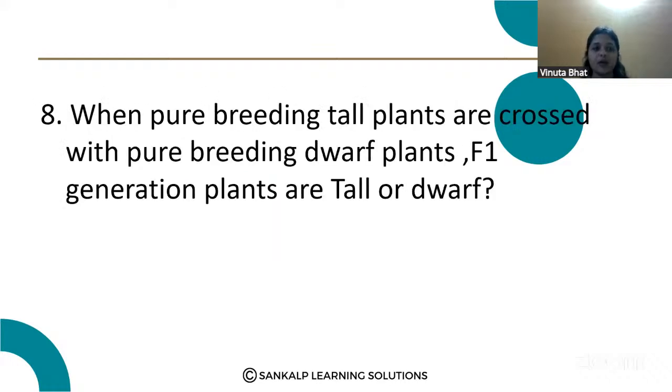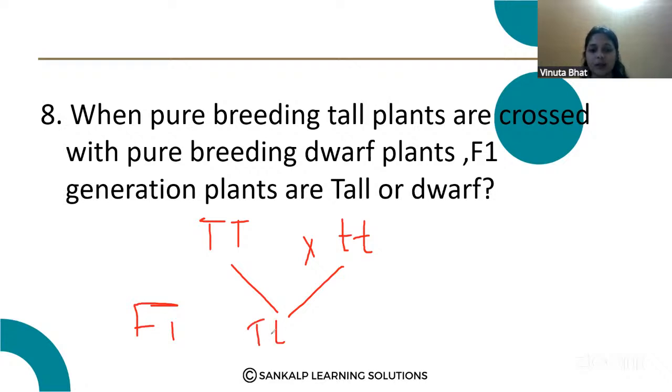Next question. When pure breeding tall plants were crossed with pure breeding dwarf plants, are the F1 generation plants tall or dwarf? Here the question is, when pure breeding tall plants, that is capital T, are crossed with pure breeding short plants, that is small t, in the F1 generation, the next generation plants, are they tall or dwarf? Here all plants have the capital T small t combination, so all plants were tall. The correct answer is: F1 generation plants are tall.